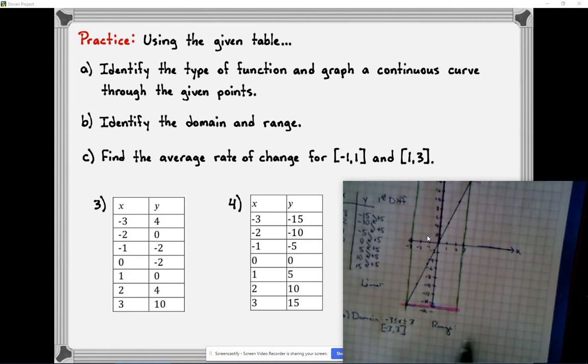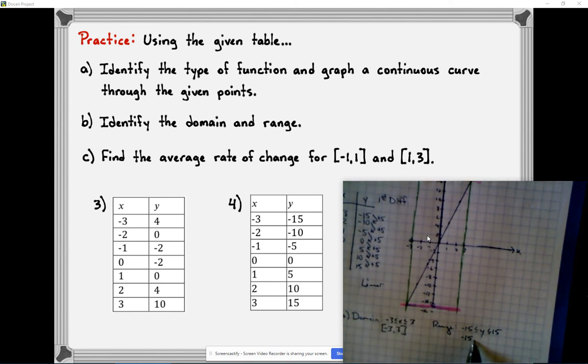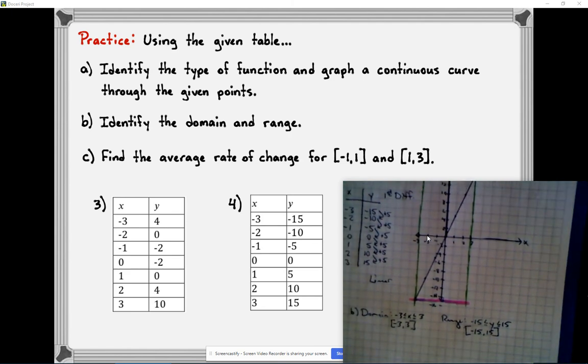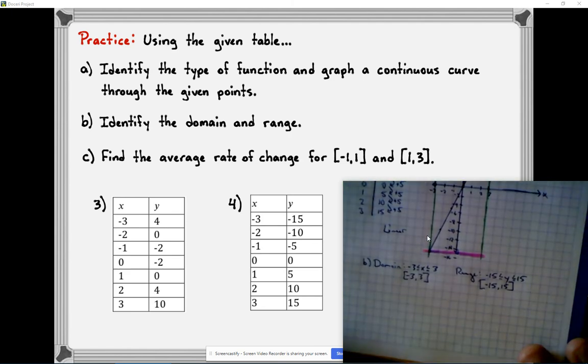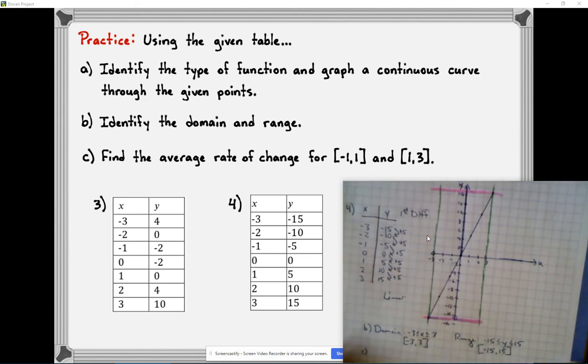For range, the lowest point is down here. That was negative 15, less than or equal to y, less than or equal to the highest point, which is 15. The interval notation will be negative 15 to 15. There we go. Again, if you're not fully getting domain and range or the average rate at this point, don't stress too much. We'll get plenty of practice there. The main point of these lessons is the table and the graphs.